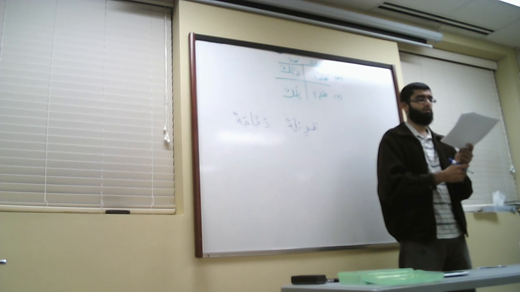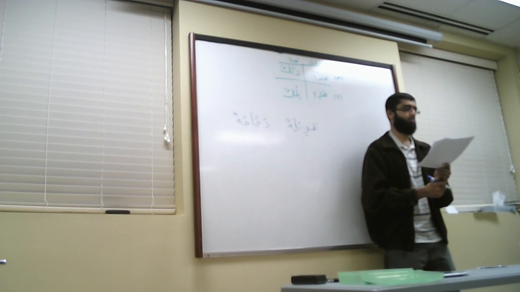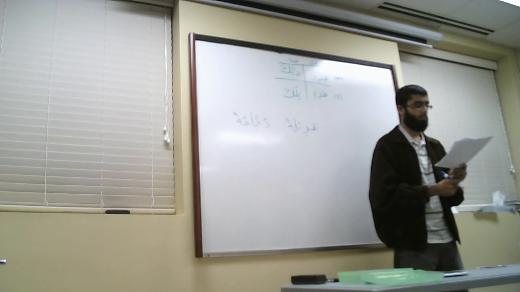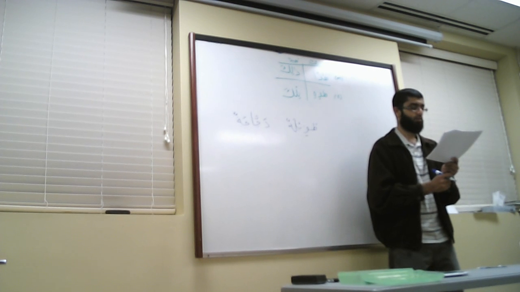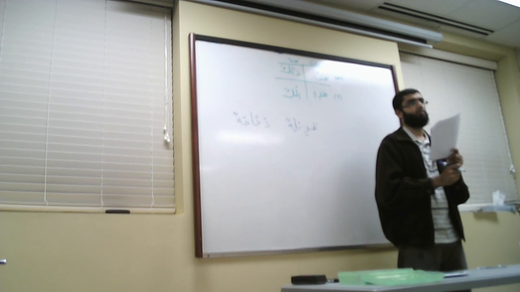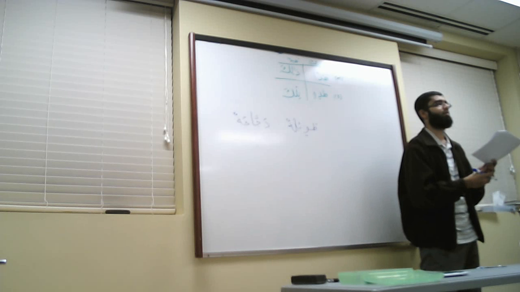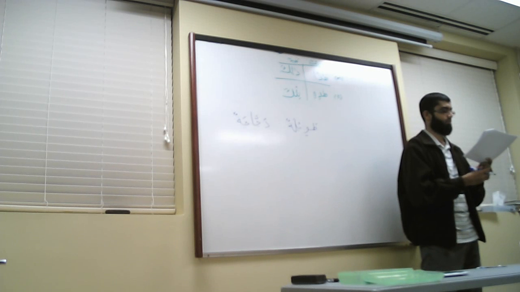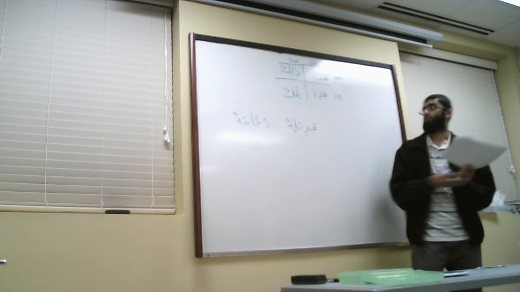When you have mudaf and mudaf ilayhi, just like we write Rasulullahi, you have a mudaf, an object, and then a possessor. Rasul Allahi. The owner of the object gets a kasra. Allah is the owner of the Rasul. Just like the owner of the car is the mudarris, it gets a kasra, mudarrisi. Okay.